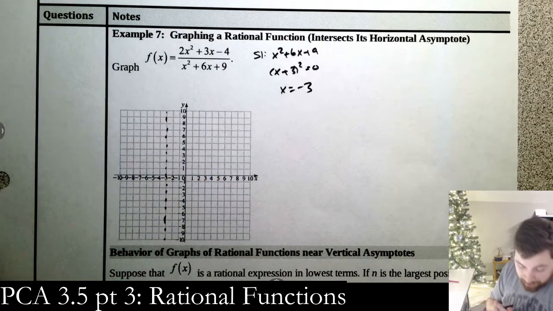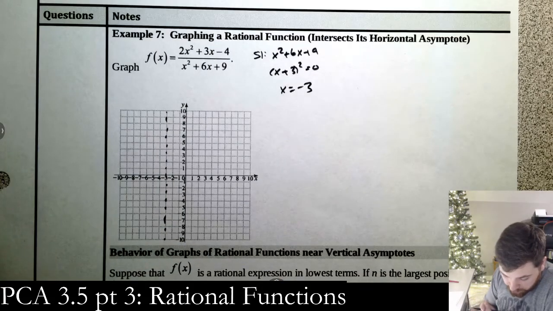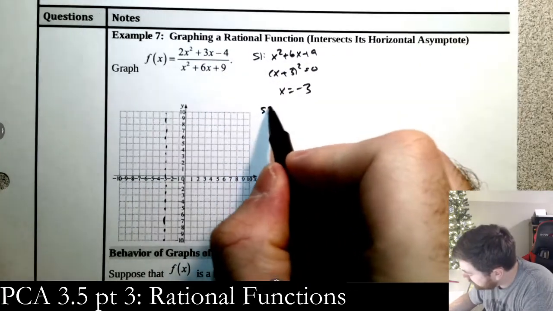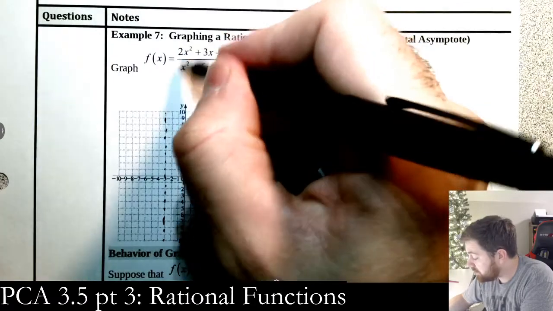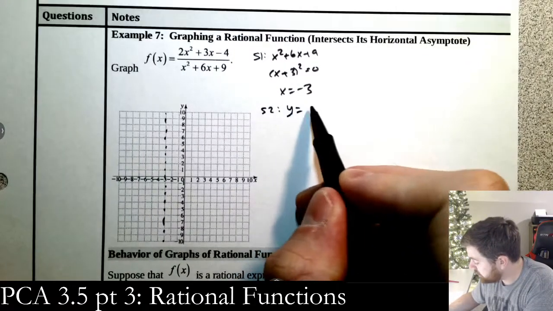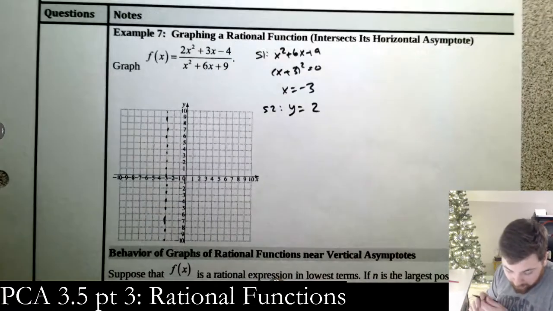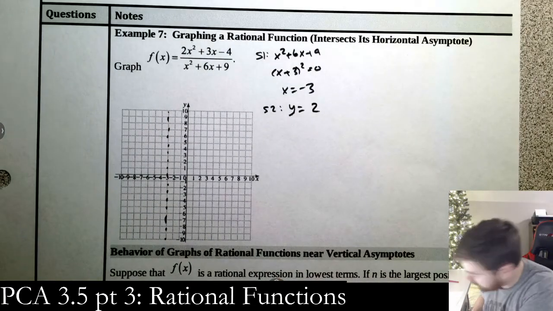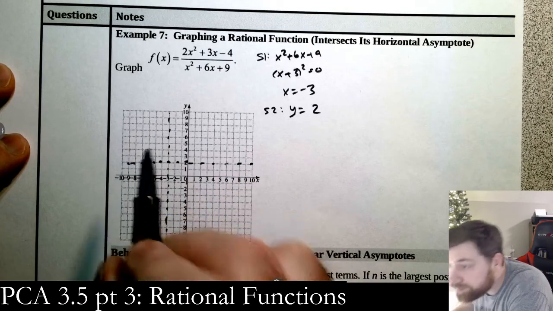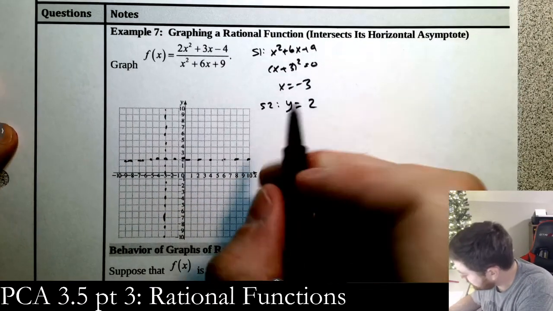Okay. Now for the horizontal asymptotes, they're the same degree, so we take the coefficients. So we know it's going to be y equals 2 over 1, or y equals 2. So that is going to be our horizontal asymptote, right along there. Okay. Step 3.